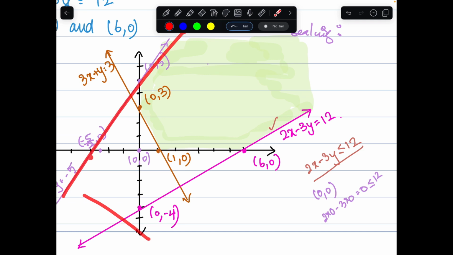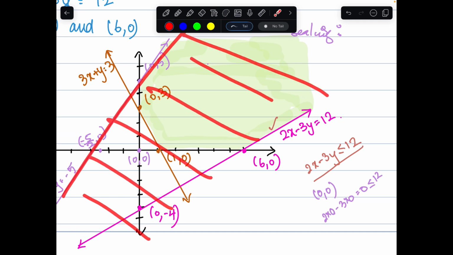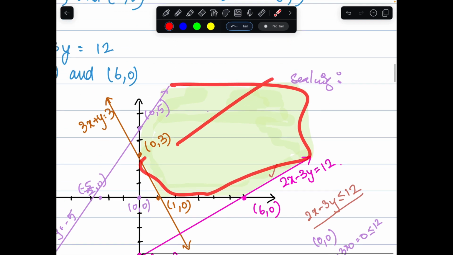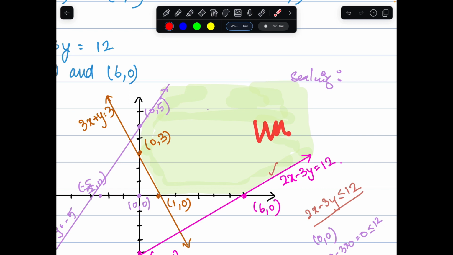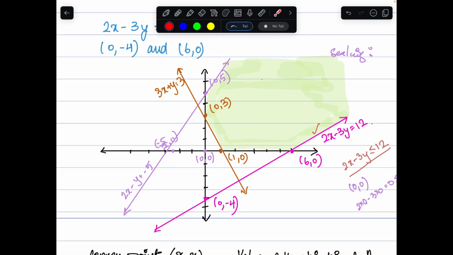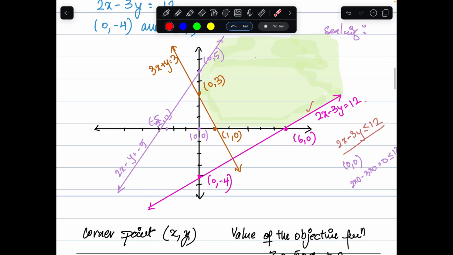When you do this for this line, you will see the lower half. So when you combine all the three along with the fourth constraint, you will see this is the only region you will get. Now the most important thing here is this region is unbounded. You can see very well, this region is an unbounded region, right? So sometimes you will get a bounded region, sometimes you may get an unbounded region.